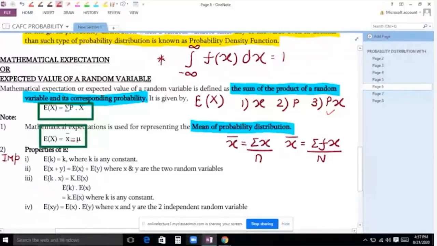Next, if X and Y are the two random variables, again in that case, E of X plus Y, answer is equal to E of X plus E of Y. Expected value of X plus expected value of Y.